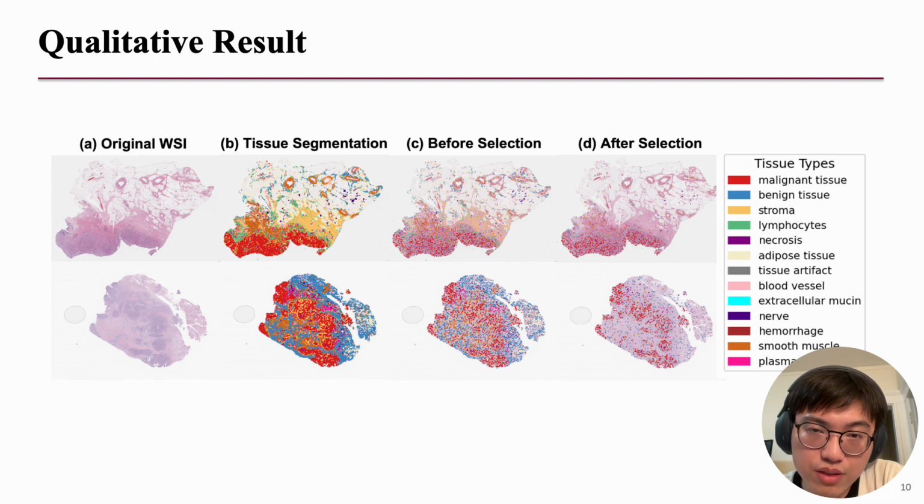For qualitative results, here is the before and after selection visualization. Before selection, patches are spread across the entire whole slide image, and after selection, non-tumor patches are filtered out. Importantly, this removes about 70% of the visual tokens with no loss in performance.